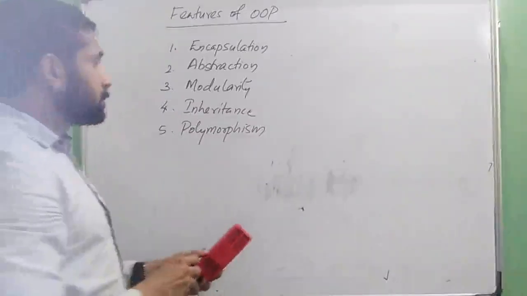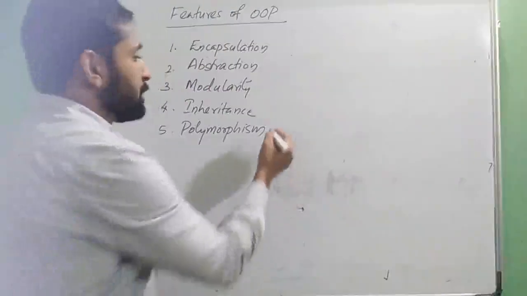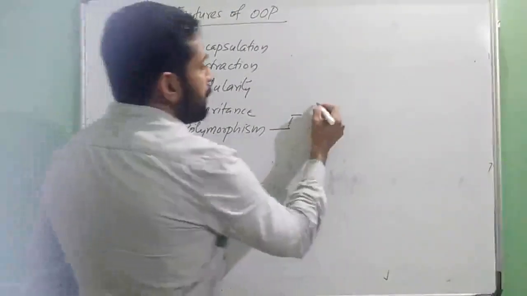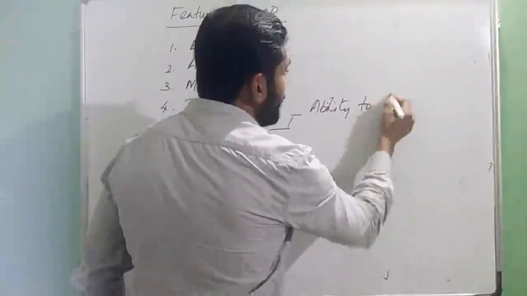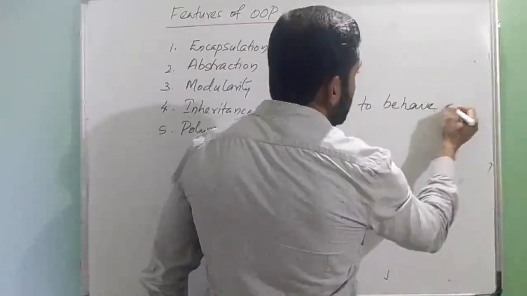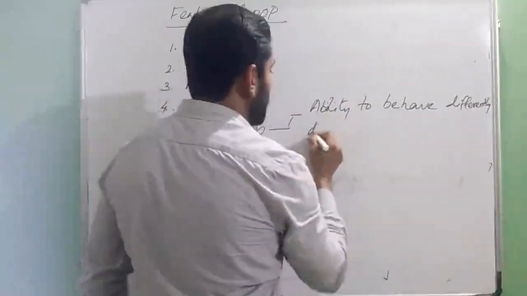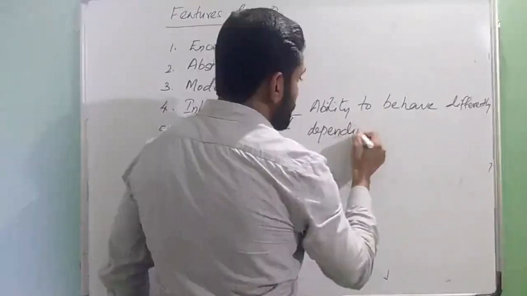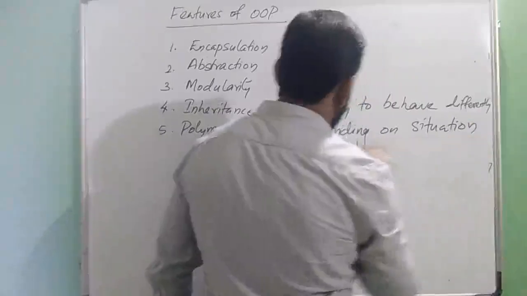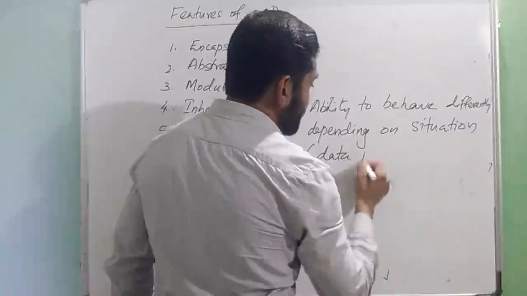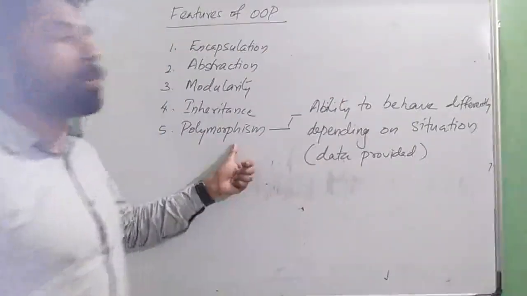Now, the last feature is polymorphism. Polymorphism means the ability to behave differently depending on the situation or data provided. This is called polymorphism.